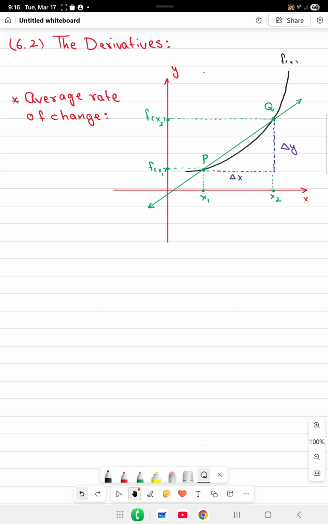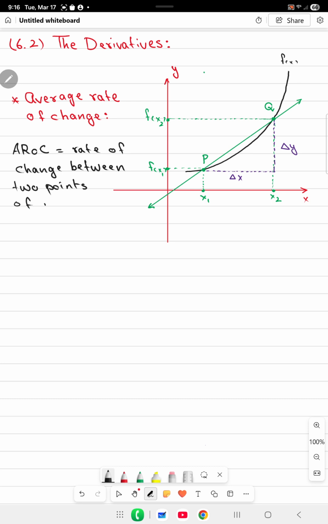The average rate of change, if I denote average rate of change as AROC, a rock, average rate of change. Average rate of change means rate of change between 2 points of a function. What does it mean?